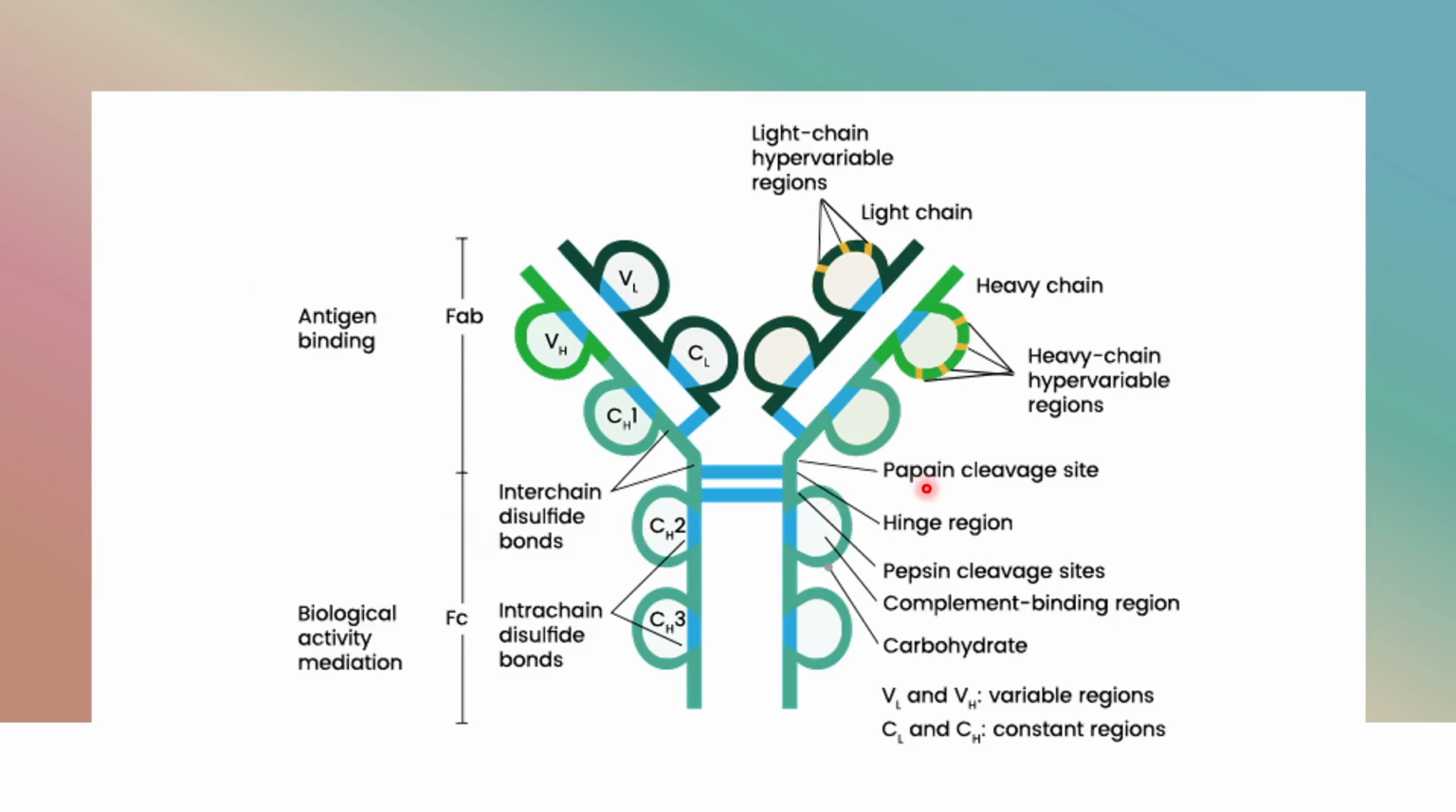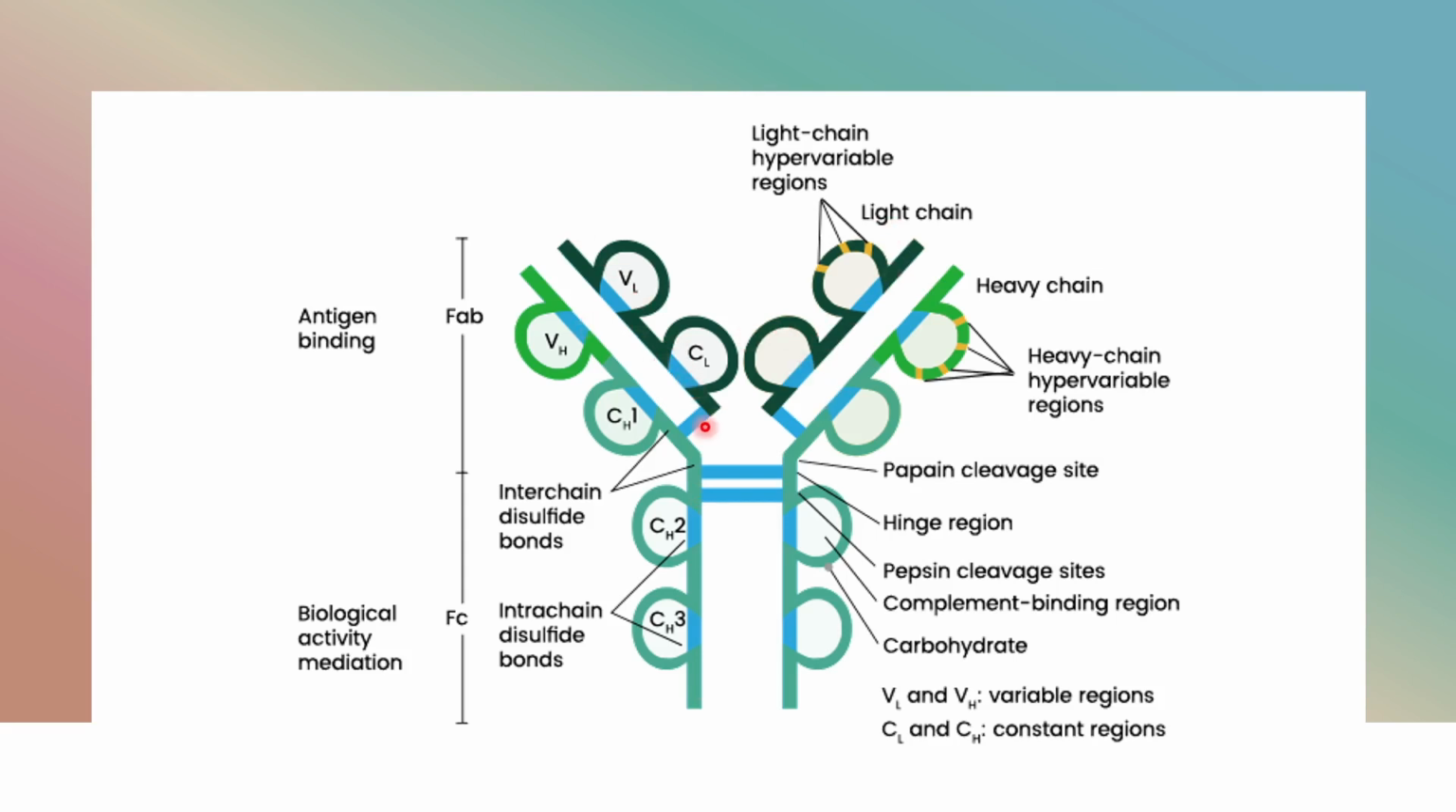Okay. So this is the whole structure of one antibody, and this whole thing is the antibody binding region, and this thing is called biological activity mediation. Okay, so this is used for binding purpose, and this is for antibody interaction. So it has two chains. One is heavy chain. Okay, another one is light chain.